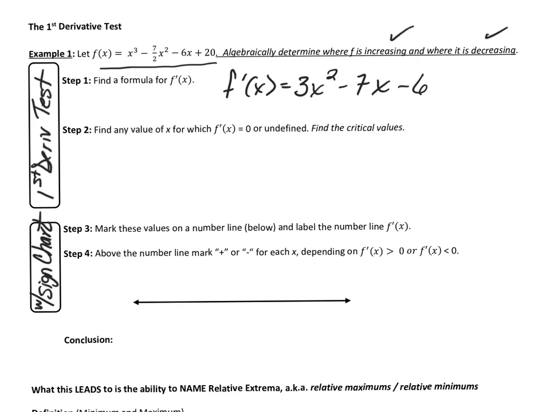The next thing we do is set that derivative equal to 0, or figure out where it's undefined. Now this function, because it is a polynomial, is defined for all x, and so we don't have any that are undefined. So that's not going to apply here. We are going to take that derivative, set it equal to 0, and then we have to solve it. So now you need your quadratic equation solving skills.